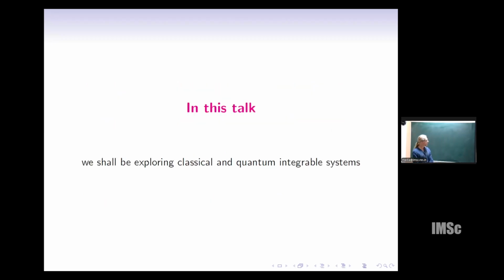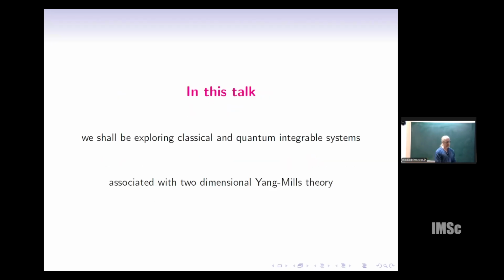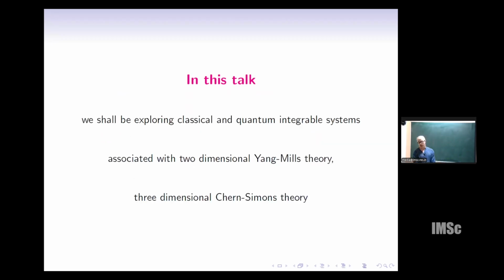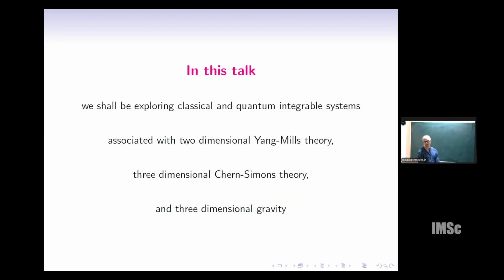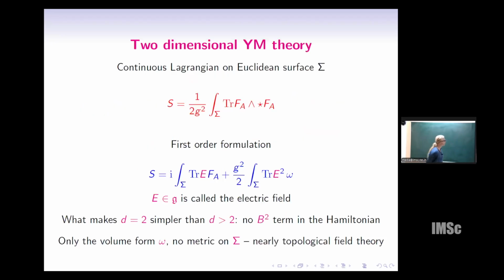Okay, but the setting is something which some of you are familiar with. So we'll be talking about classical and quantum integrable systems, which are related to gauge theories. And the starting point would be the two-dimensional Yang-Mills theory and three-dimensional Chern-Simons theory, and a little bit of three-dimensional gravity, which, for the purposes of this talk, is a kind of version of three-dimensional Chern-Simons theory. So let's start with something very simple: 2D Yang-Mills.